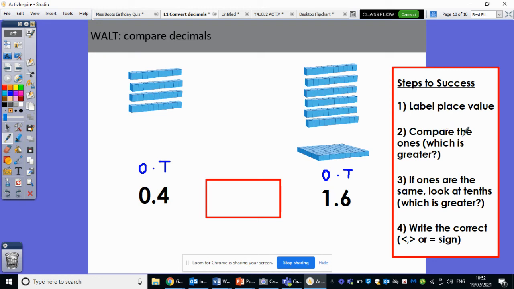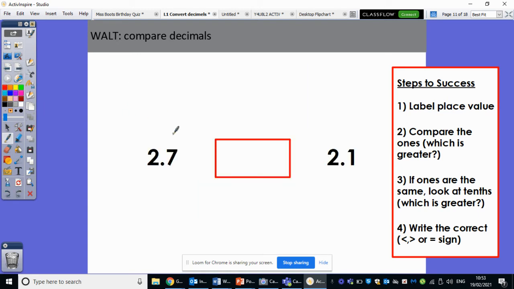Next, compare the ones. Which is greater? Well, this has 0 ones. That has 1 one. So therefore, I can tell that our sign is going to be 0.4 is less than 1.6. We didn't need to go on to step 3 and 4 because the ones were different. Let's try this one. So we've got 2.7, 2.1. What's the first thing that I have to do? I need to compare the ones. So 2 and 2. Hopefully some of you are calling out at the screen, what's something that I've forgotten? Oh, yes, Mr. Parker, you haven't looked at your steps to success.